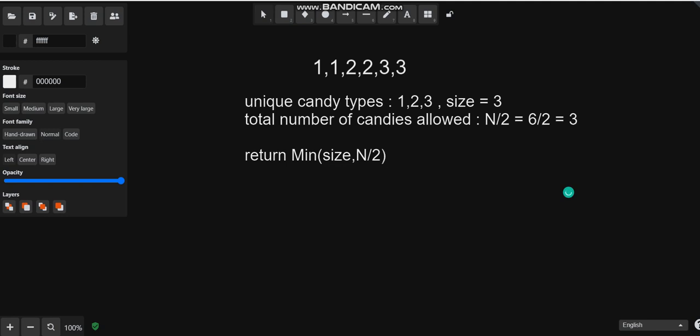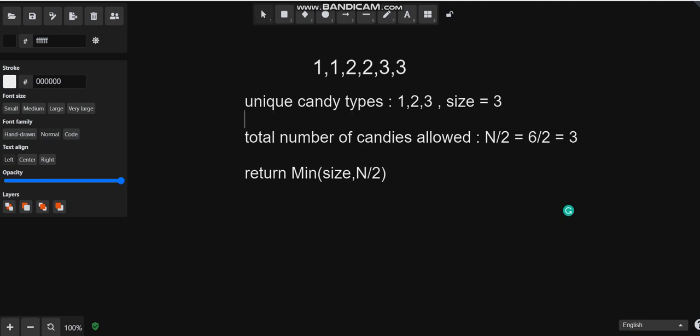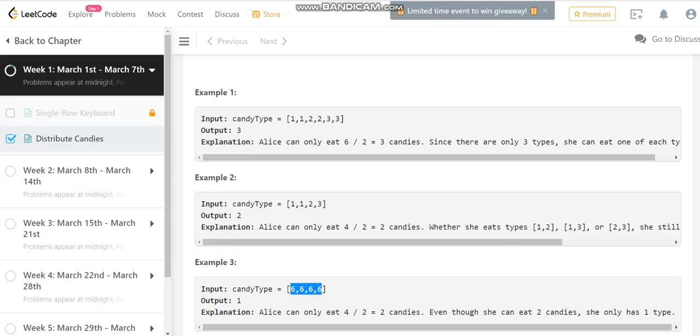In order to find the unique types of candies, what would be the best way to find unique entries? I think the best way would be using a hash set, right? So first, we would add all these elements into the hash set, and then the size can be found from the hash set. We also know the total number of candies allowed, that is n by 2, and whichever is minimum, we can return that. So I think you are able to understand the solution.